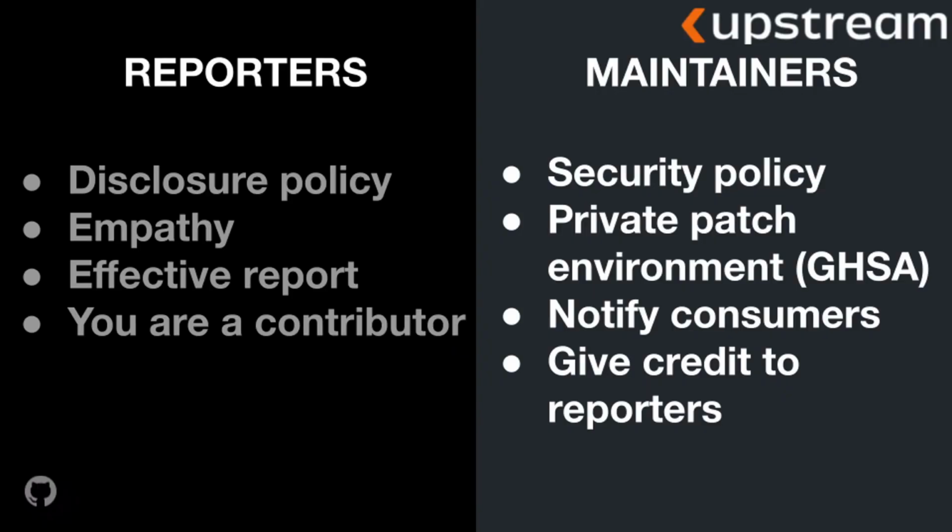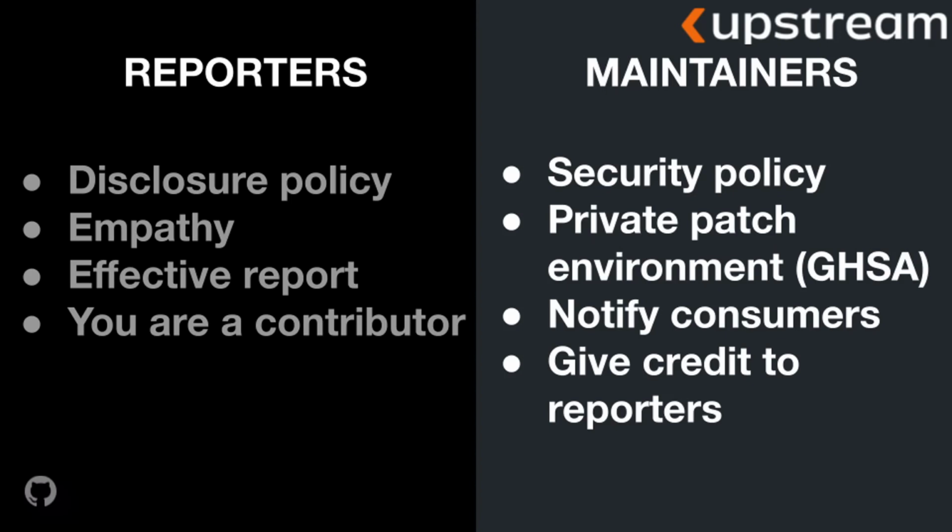So let's recap. Maintainers, please have a security policy for your project. Make it easy to find contact information for reporting a security issue, and also provide guidance on how you want that report. Consider using a private patch environment using GitHub security advisories. You can use that private environment to discuss with your team, and you can even invite reporters into that environment and work on the patch and on testing the patch.